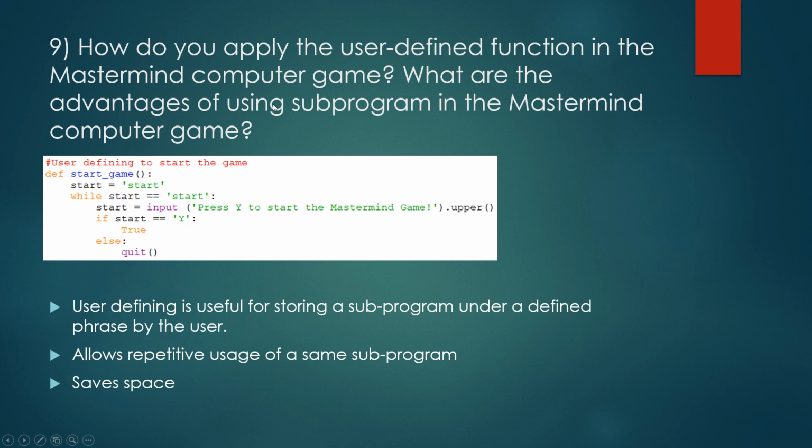What are the advantages of using subprogram in the Mastermind computer game? It allows you to store a subprogram under a phrase defined by the user, which allows repetitive usage of the same subprogram. So you can use start game in many places in the code, which wouldn't make sense because this is supposed to be at the start. But if you code, for example, the color scheme of typing in again and again, you just type this instead of repetitively showing the loop again and again. And it also saves space because it reduces the amount of code required in a program, because you can just store it under a user-defined phrase.